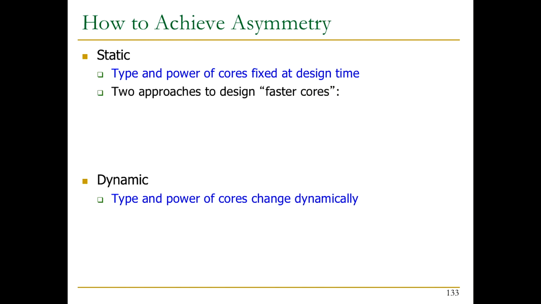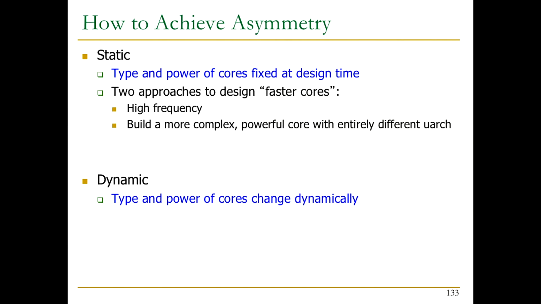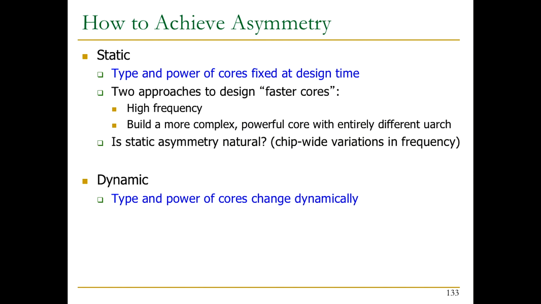Okay, maybe I'll cover this slide too. We have time. So this is actually something we've covered, right, briefly. There are two different types. Type and power of cores can be fixed at design time. And basically, static asymmetry, you can have high-frequency cores, high-voltage cores, or build a more complex, powerful core with entirely different microarchitecture. Or you can have dynamic asymmetry. Type and power of cores change dynamically. And I've already posed this question. Is static asymmetry natural because there are chip-wide variations in frequency?